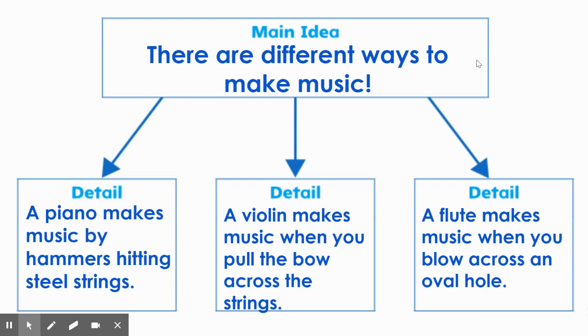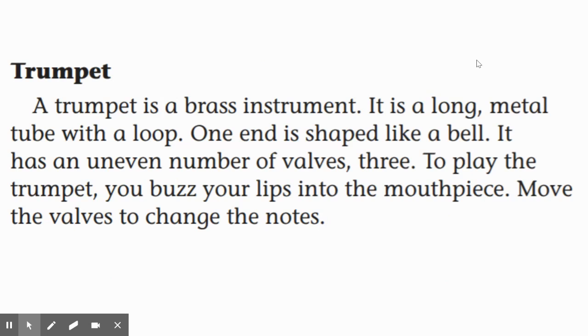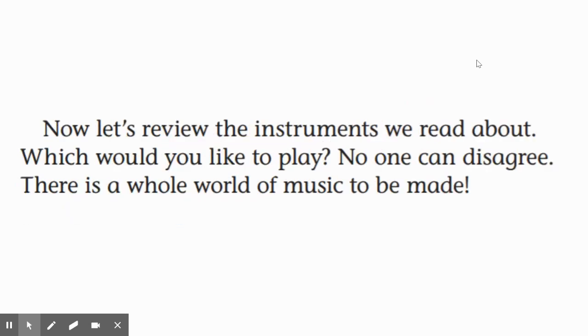Now that we've found our 3 key details, we're going to continue reading. Trumpet. A trumpet is a brass instrument. It is a long metal tube with a loop. One end is shaped like a bell. It has an uneven number of valves, 3. To play the trumpet, you buzz your lips into the mouthpiece. Move the valves to change the notes. Now let's review the instruments we read about. Which would you like to play? No one can disagree. There's a whole world of music to be made.